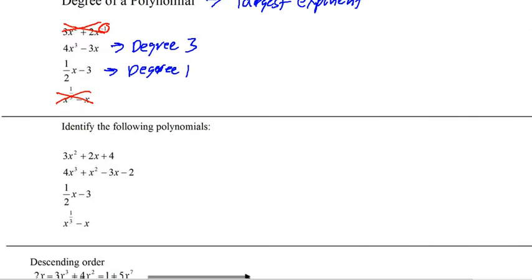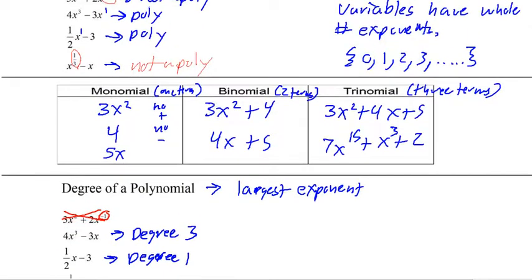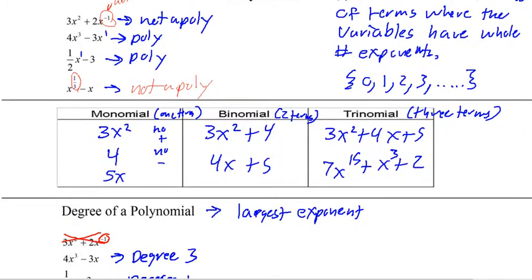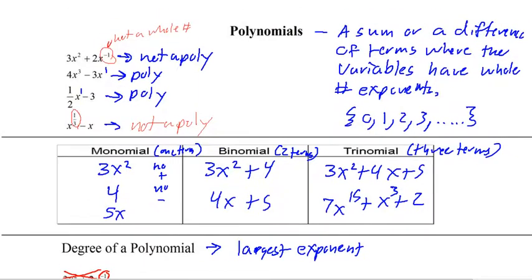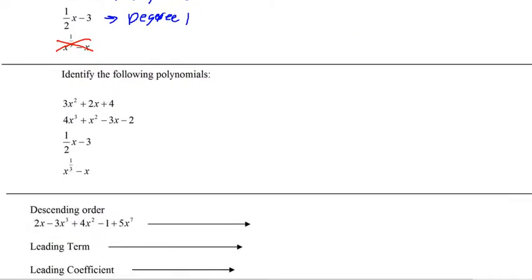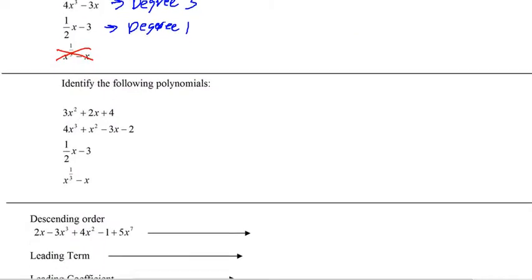Alright, so now you can identify these polynomials. You have its classification as a monomial, binomial, trinomial. And then you have its degree. Remember, it has to have whole number exponents. So you look at the polynomial. If it has whole number exponents on all the variables, it's a polynomial, and you can call it a monomial, binomial, trinomial, or polynomial of degree something.